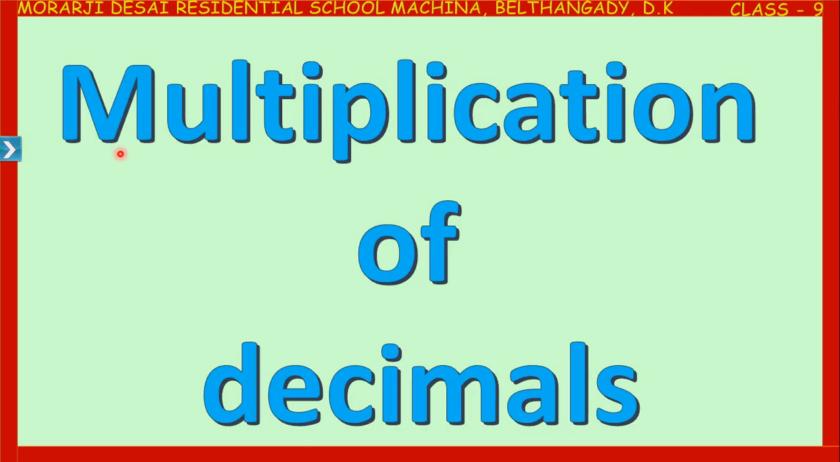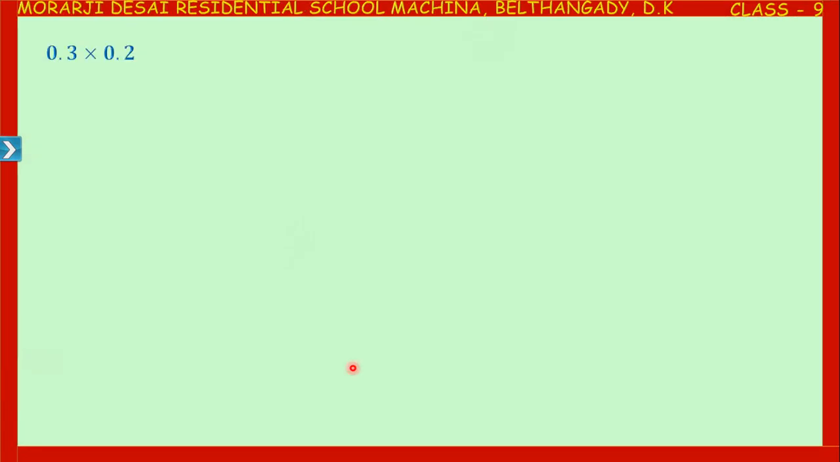Dear students, in this video you are going to learn about multiplication of decimals. Look at the first example. Multiply 0.3 and 0.2. That is 0.3 into 0.2.